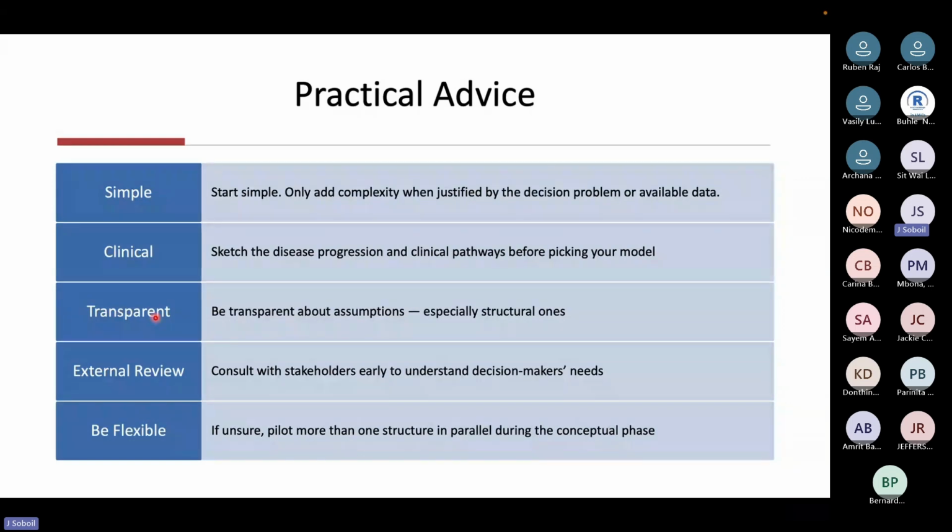And then it's really important to also consider who you are engaging with. Are you engaging with stakeholders and decision makers who are familiar with models, or is this a group of decision makers and stakeholders that are really unfamiliar with these types of things?